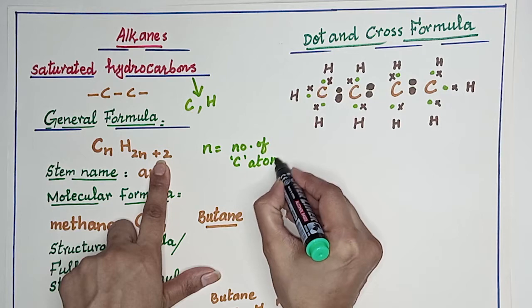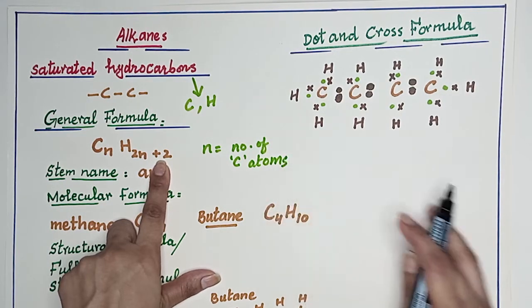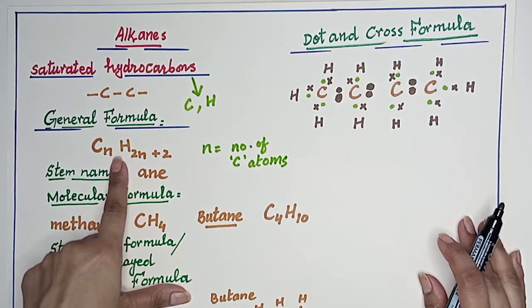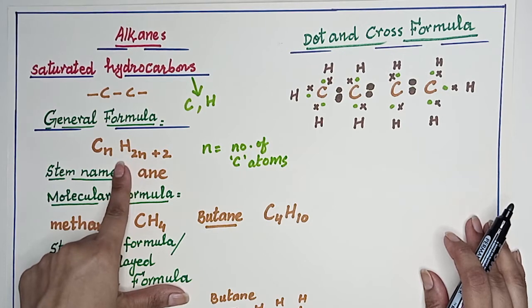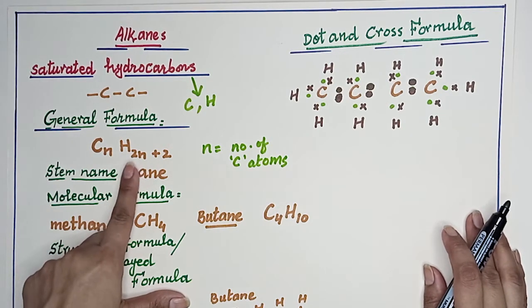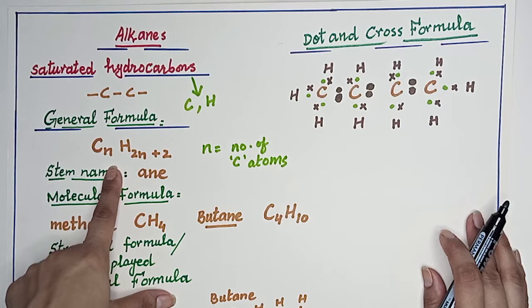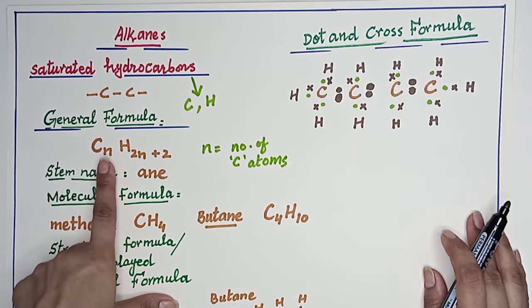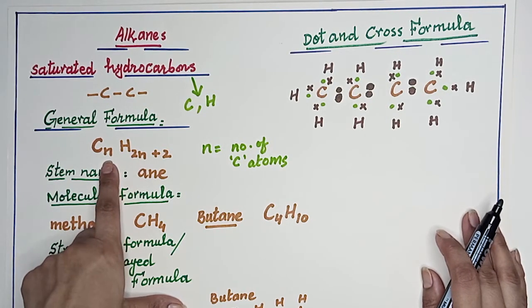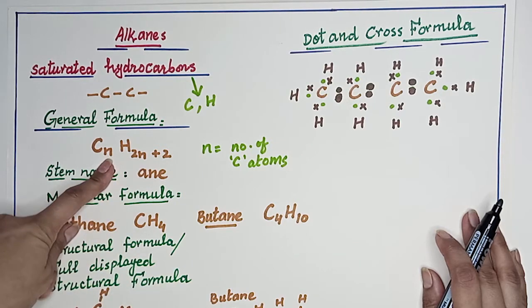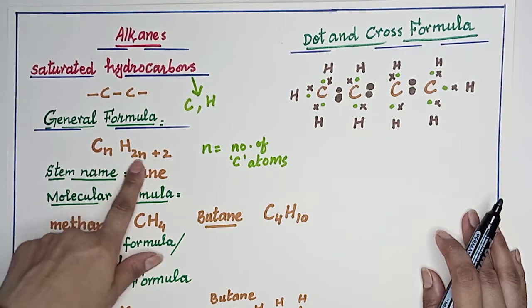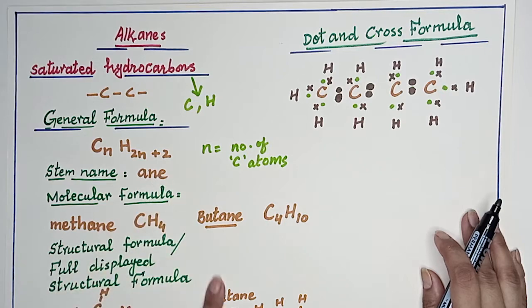I will give you the link below where I have already discussed the naming of the homologous series and functional groups. So here in this lesson we are just going to discuss the formulas and structures. So this is the general formula. If we want the formula for one carbon atom, it will be methane. We will put the value in the formula and get the answer.